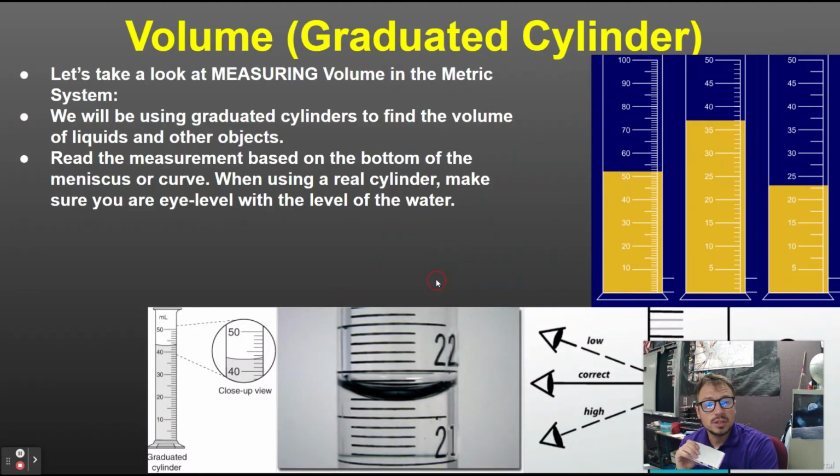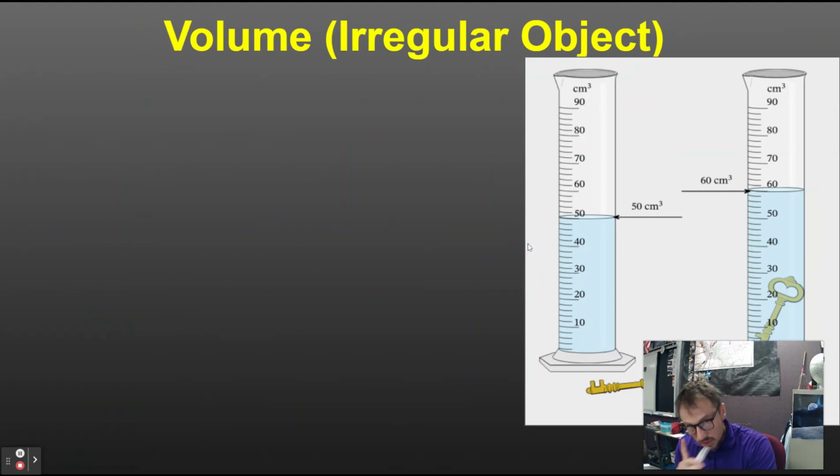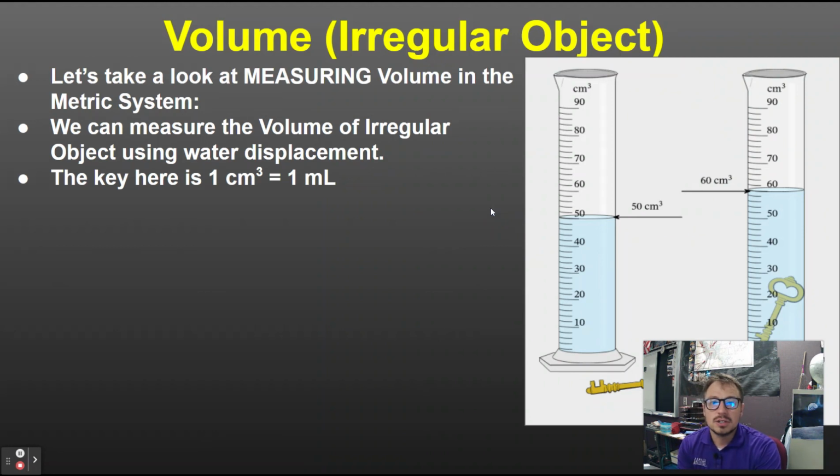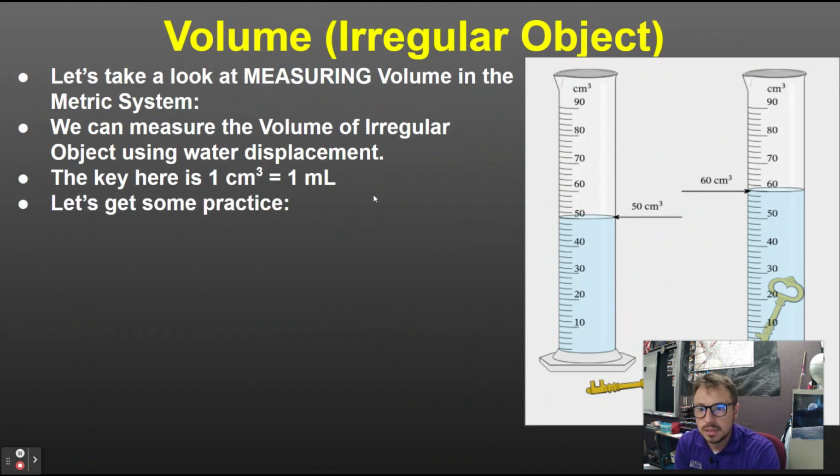If we're using the graduated cylinder, remember, we're looking at the level of the bottom of the meniscus. This doesn't happen too much in the plastic ones. It happens more with the glass or smaller graduated cylinders, but you do have to take it into account. If we're measuring the volume of an irregular object, we measure through something called displacement. The key here: 1 centimeter cubed equals 1 milliliter.